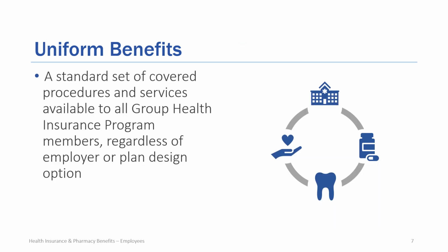All group health insurance programs have uniform benefits. This means there's a standard set of covered procedures and services available to all group health insurance program members, regardless of employer or plan design option. For example, emergency care, mental health services, and preventive care and immunizations are all uniform benefits.